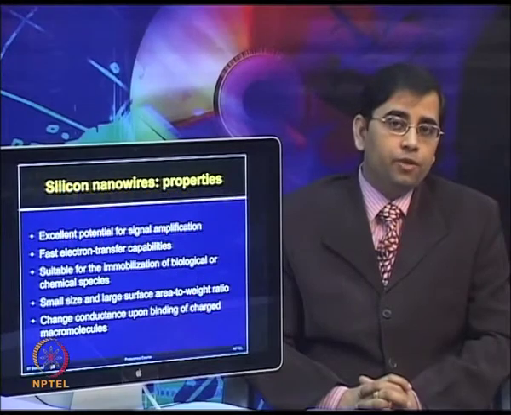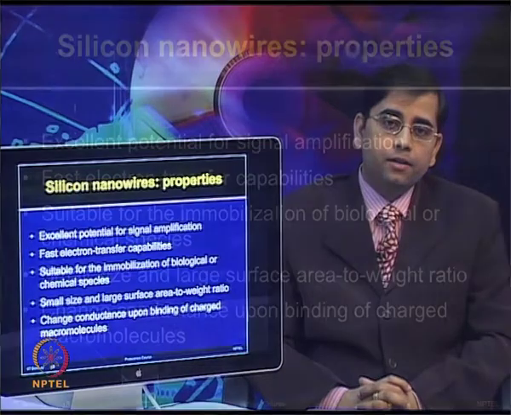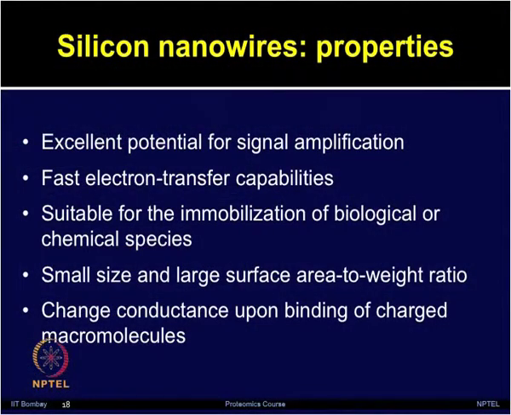Let us discuss some of the properties of silicon nanowires. They have very high potential for signal amplification, and fast electron transfer capability. Silicon nanowires are suitable for the immobilization of various biological and chemical species. They are small in size and have a large surface area to weight ratio. Again, the change in the conductance is measured here upon binding of charged macromolecules.